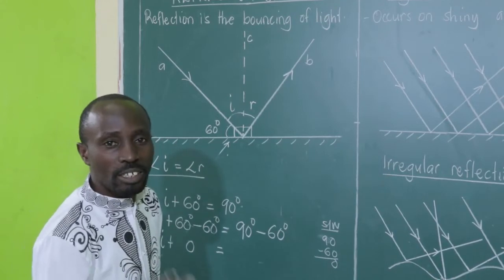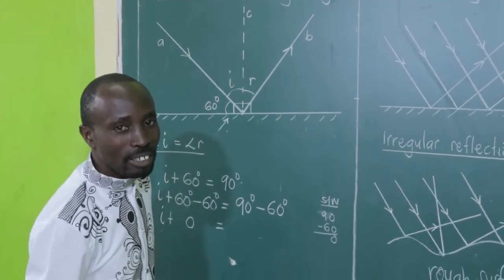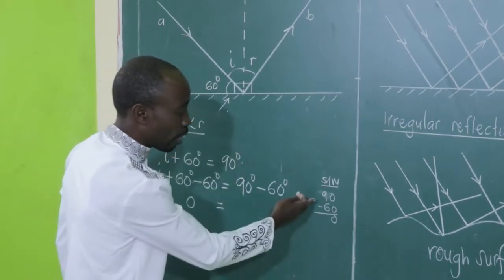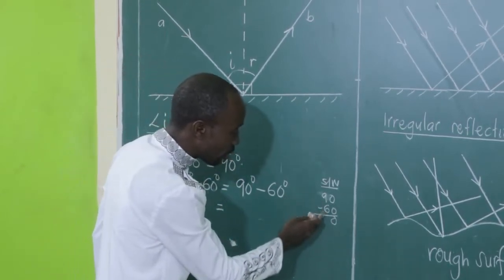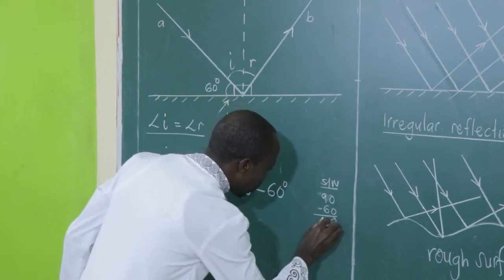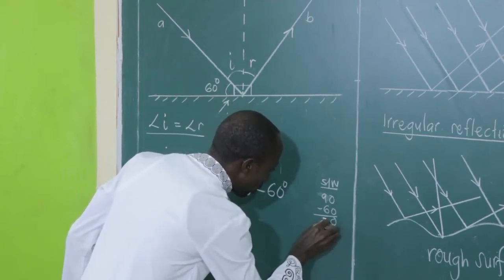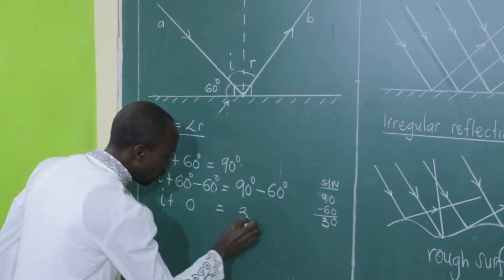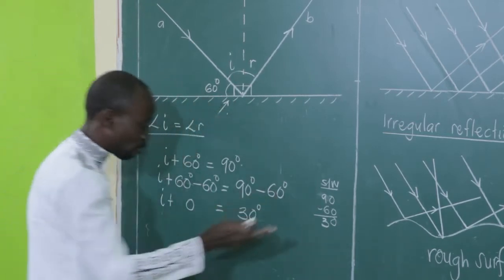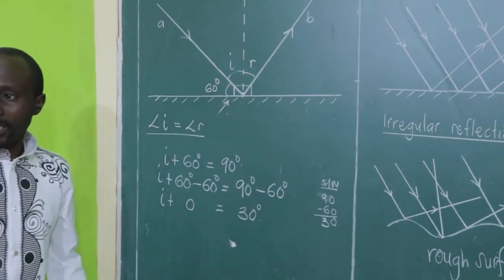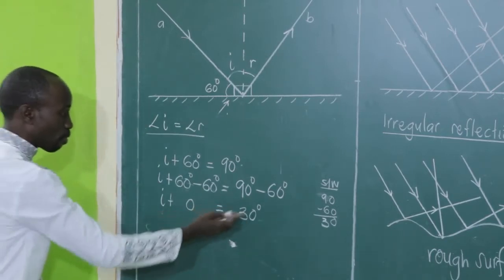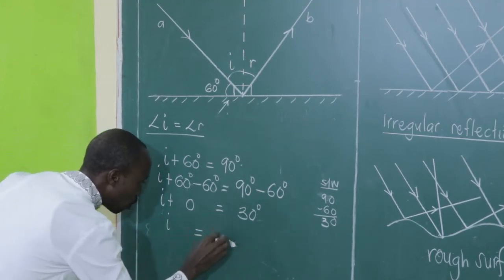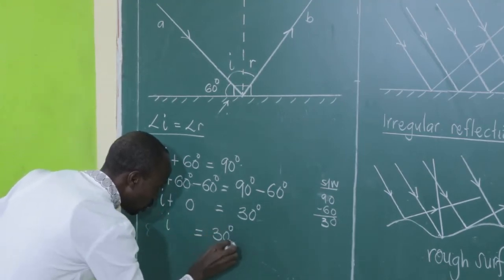What of 9 take away 6? Think about that. What do you get? Do you get 3? Do you get 1? Do you get 4? Okay? 9 take away 6. So we shall have a 3 here. So that gives us 30 degrees. Those who can subtract directly, you can always use side work. Therefore, I have I equaling to 30 degrees.